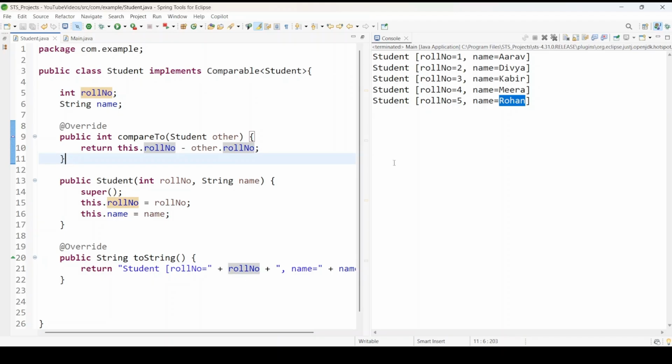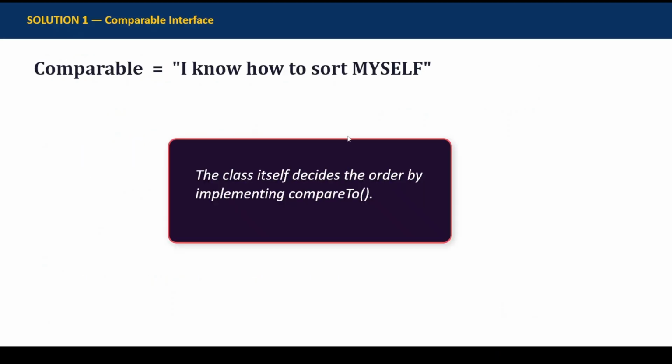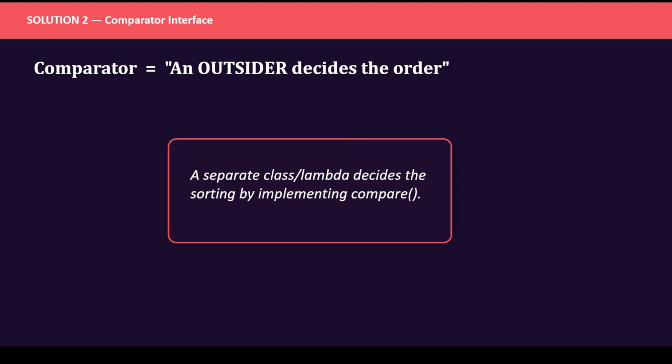Now we need another person to decide the sorting. That other person will be the comparator. Comparator means someone outside the object that will decide your sorting. That's what the comparator is. Comparator is nothing but an outsider that decides the sorting order. A separate class, or you can make use of a lambda, that decides the sorting by implementing the compare method. So comparator will use the compare method, and it will support your customized sorting, right? Sorting by name, sorting by age, sorting by student ID accordingly, right?